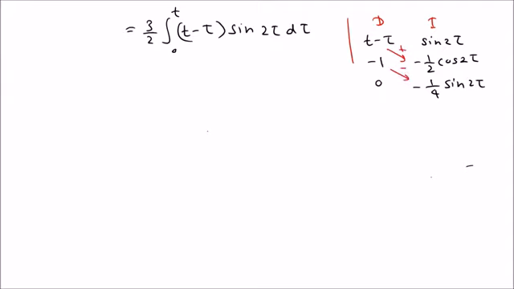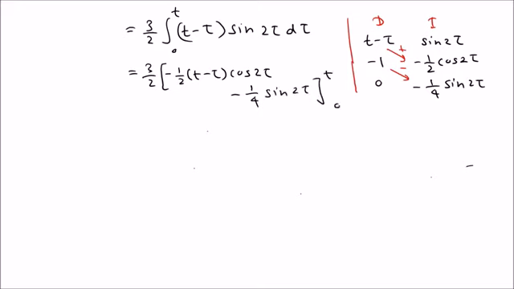So plus, minus, so we can write that now. So let's plug that in. We know the two products here, so it is 3/2. The first one is negative 1/2 times t minus tau times cosine 2 tau, minus 1 because we have 3 minus signs, so it's minus 1/4 sine 2 tau. We can evaluate that at t and 0.